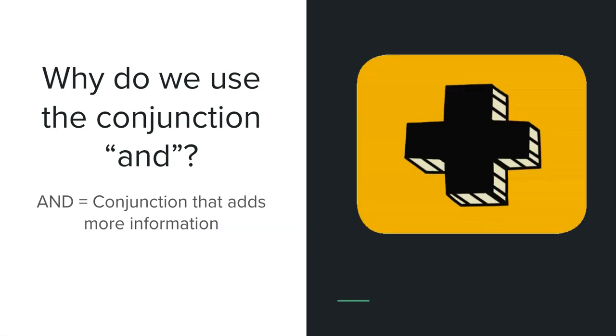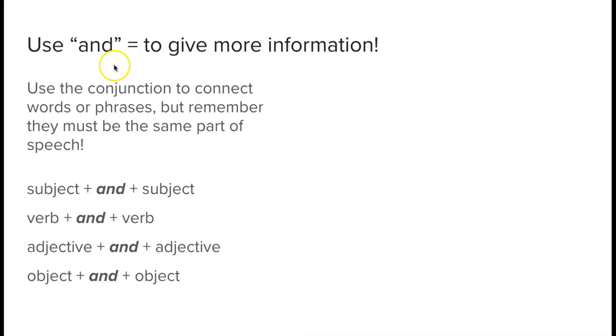Why do we use the conjunction and? And is used to give more information, to add more information. So we use the conjunction to give more information. We can use it to connect words or phrases. But remember, they must be the same part of speech. This means that when you use and, it's to connect two of the same part of speech.